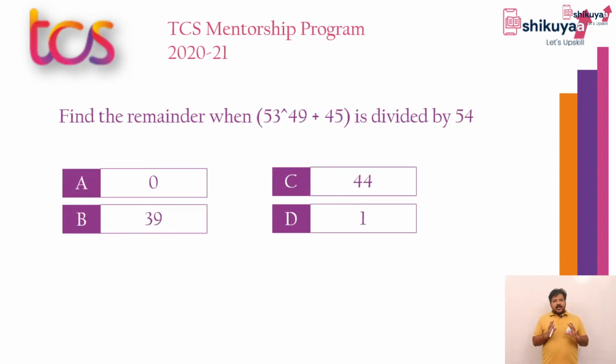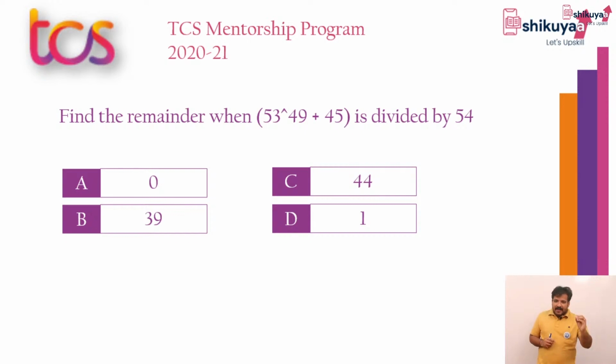Now look at this kind of problem. Find the remainder when 53 raised to 49 plus 45 is divided by 54. Now this is a classic example where majority of the students get confused, but fundamentally this problem belongs to the concept of remainder theorem. So if you know that theorem, if you know that rule, you can solve this problem within 3 to 5 seconds. So this is very important that in number system, it's about understanding the smart techniques or the basic concepts and a little bit of common sense.